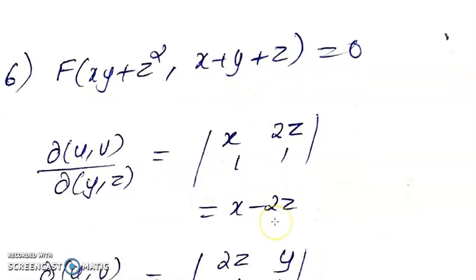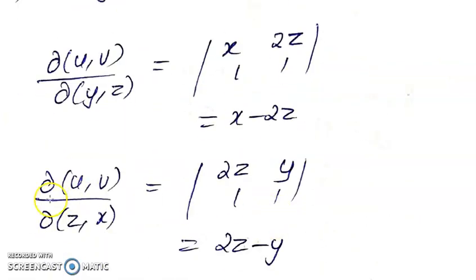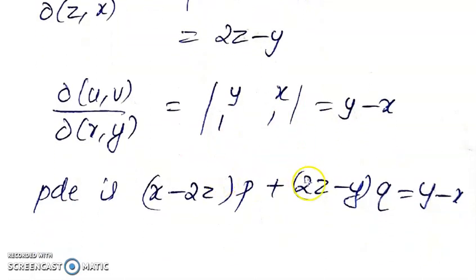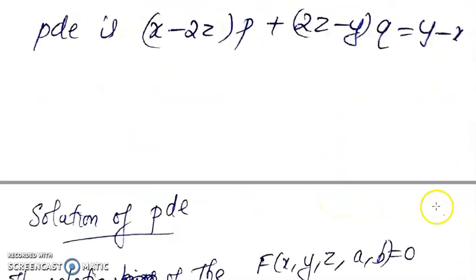So you'll get x minus 2z, and dou of uv by dou of zx is uz ux, vz vx. So you'll get 2z y 1 1, so that is 2z minus y. And dou of uv by dou of xy is y minus x. So on substituting, you are going to get the PDE as x minus 2z into p plus 2z minus y into q equal to y minus x.